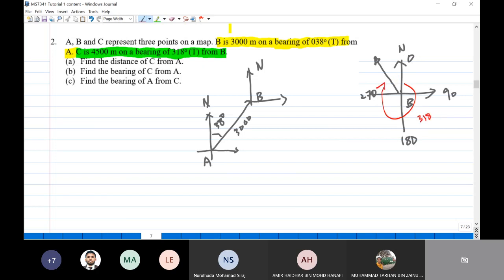So what is this angle now? We know the total is 360. 360 minus 318, you get 42. Yeah, 42 here. So this is 42 degrees.